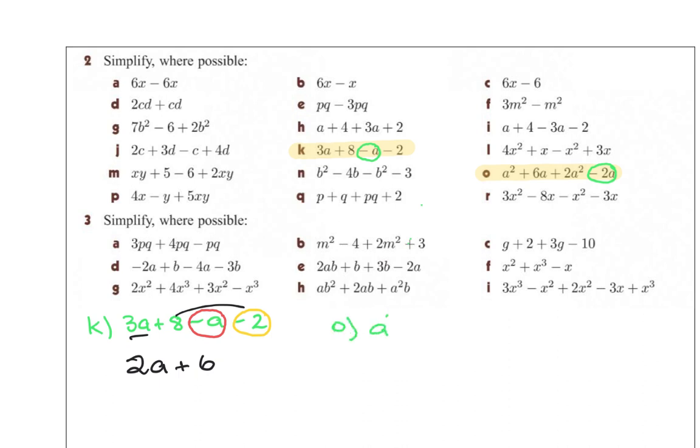And then O. A squared plus 6a plus 2a squared minus 2a. The negative 2a, that negative sign belongs to the 2a. 6a minus 2a becomes 4a. And the a squared and the 2a squared stay together. Okay, so do these questions, and then on the next page, you'll find the answers.